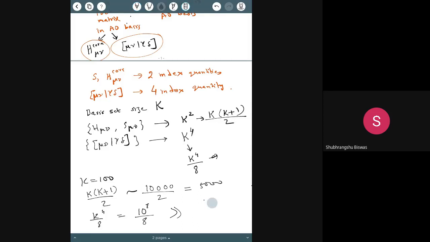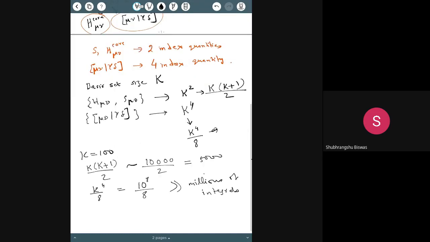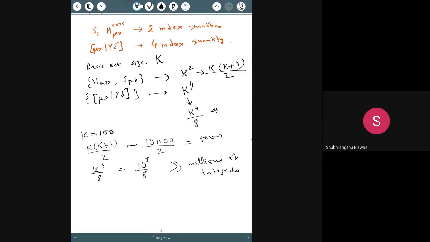So this is very, very large. So you have millions of integrals. With this quick back of the envelope calculation, you can see that the two electron integrals, or the 4 index quantities, will dominate your storage. That is what you need to store before you can start the Hartree calculation. So most of the effort is directed towards optimizing this.